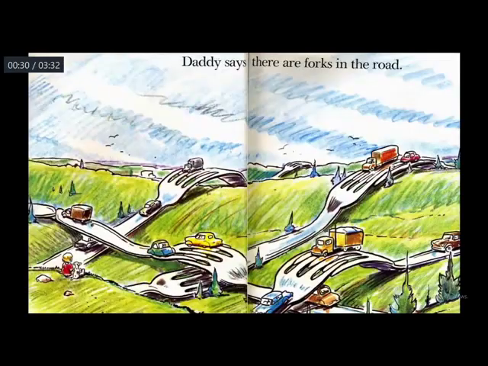Let's move to the next part. Daddy says there are forks in the road. So here, what do you mean by forks? We mean what? Branches of road, intersection, or road crossing. So the word fork here has multiple meanings. The fork, like one of the cooking utensils that we use to eat or cook, or it can refer to a road intersection.